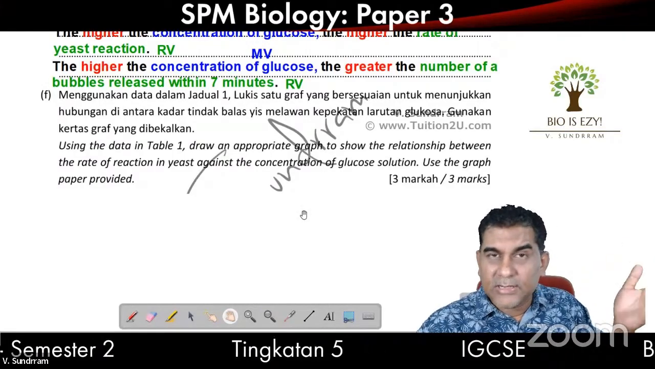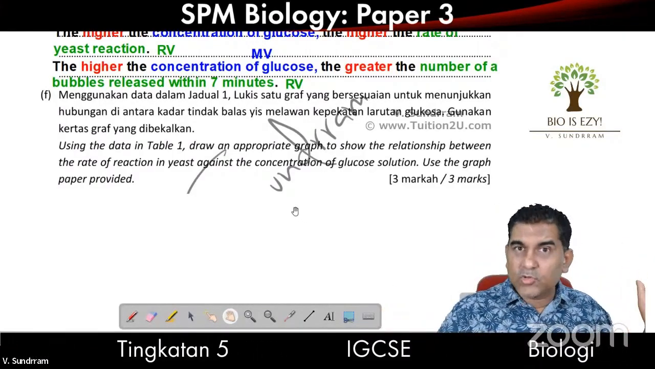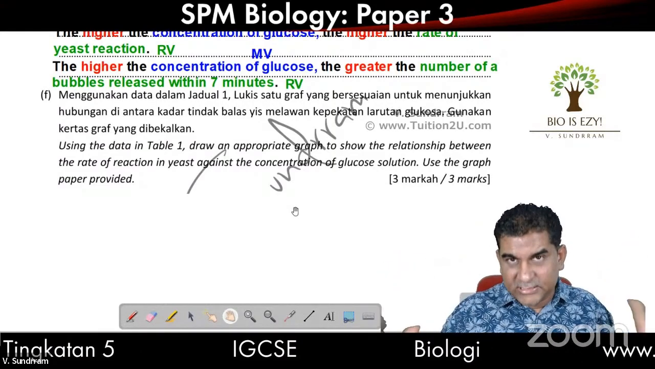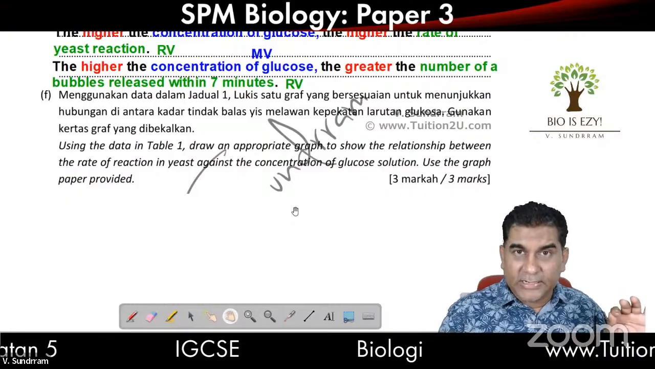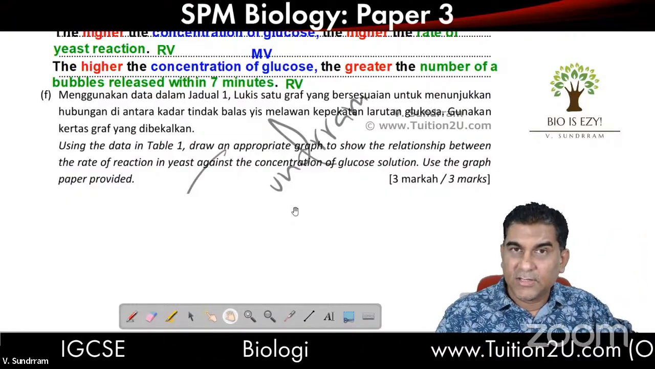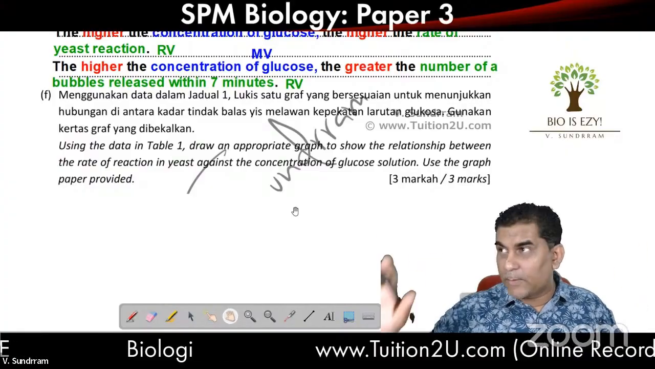But they don't realize that the graph itself is only 1 mark. There's another 2 marks in the x and y axis. So complete your x and y axis. Make sure you use the right scale. Make sure you give the heading. Make sure you give the unit. Get the 2 marks because 1 mark for X, 1 mark for Y, 1 mark for the graph.